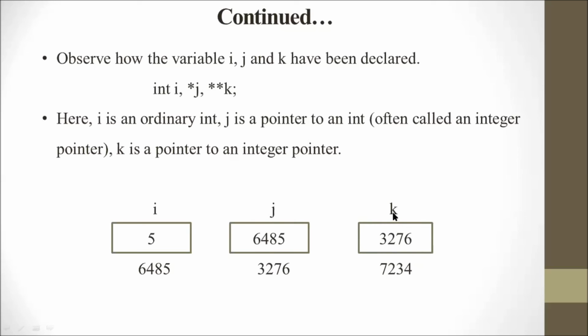The value of k is 3276, but the address of k is 7234. These are different variables and each stores its own value: i stores the value 5, j stores 6485, and k stores 3276, but all variables have their own address. So these are the different addresses of the different variables.